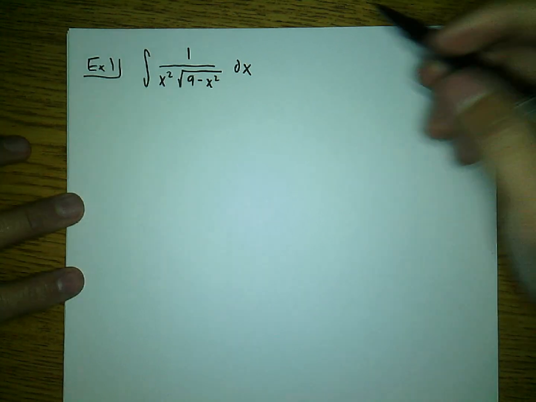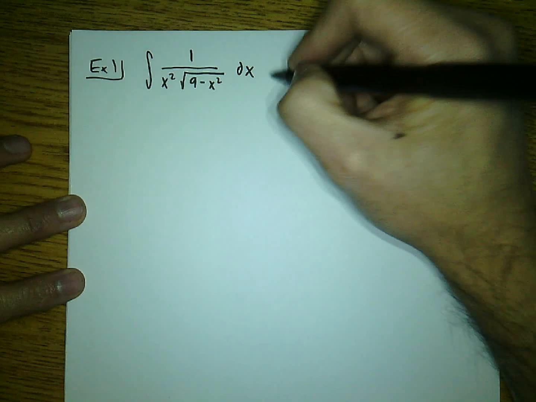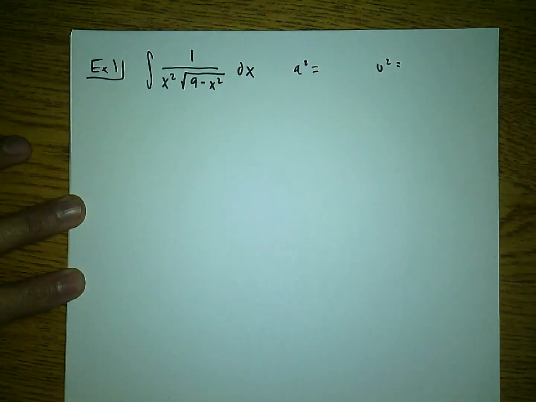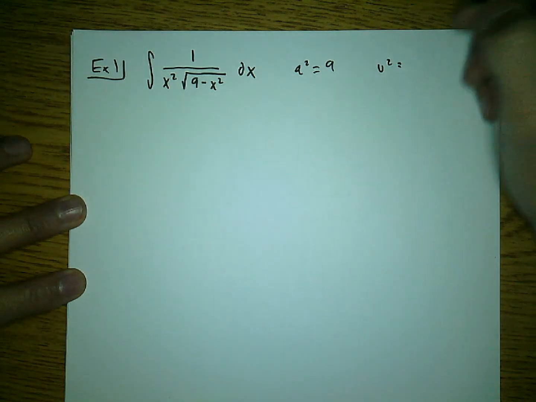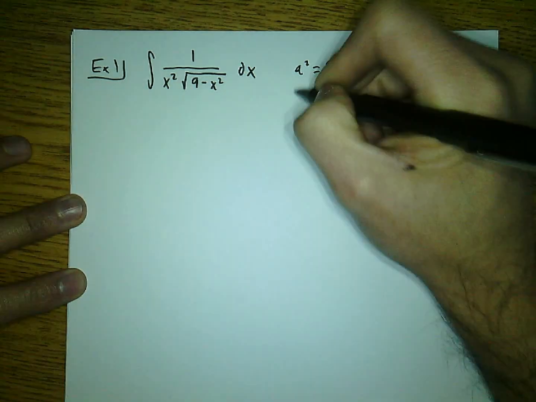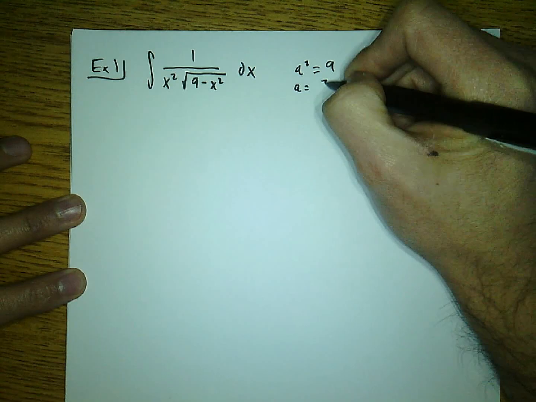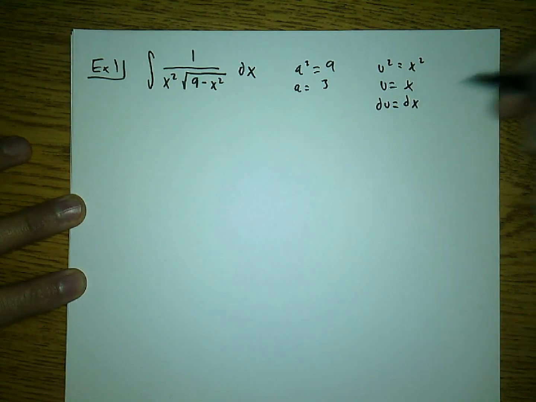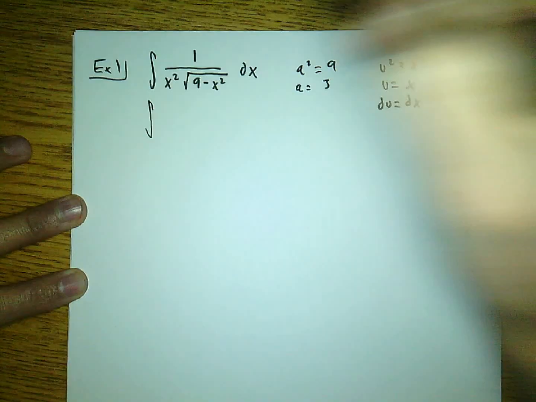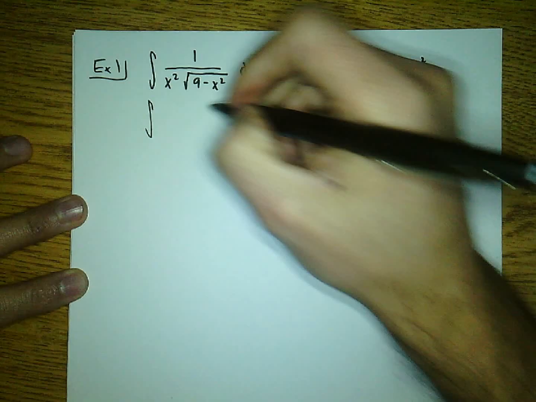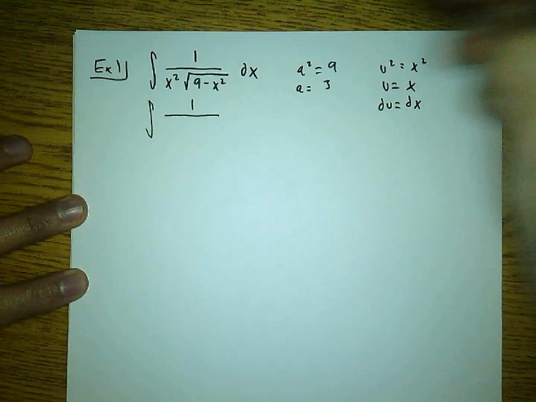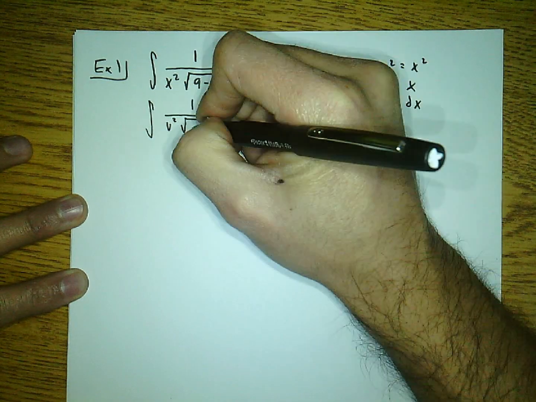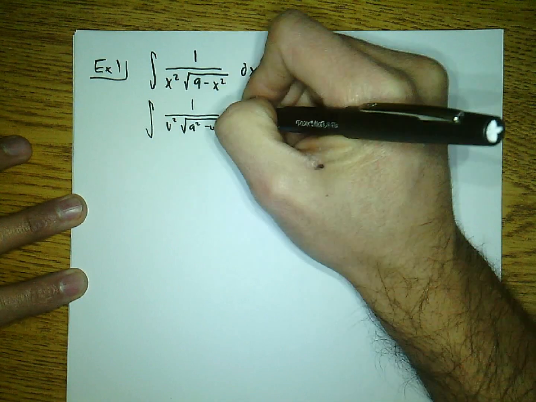Cool? So first, I remember that for inverse trig, I have an a squared term, and then I have a u squared term. So a squared in this case would have to be 9, and then u squared would have to be x squared, which means a is equal to 3, and u is equal to x, which means du is equal to dx. So what I'm going to do is rewrite everything in terms of u. So that's going to give me 1 over u squared square root of a squared minus u squared du.